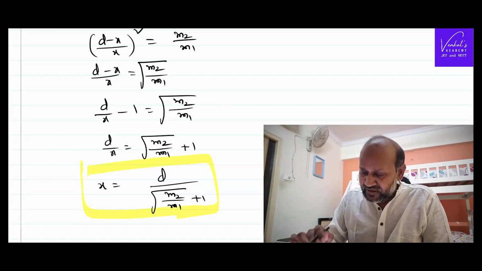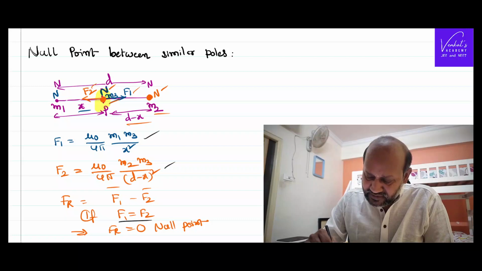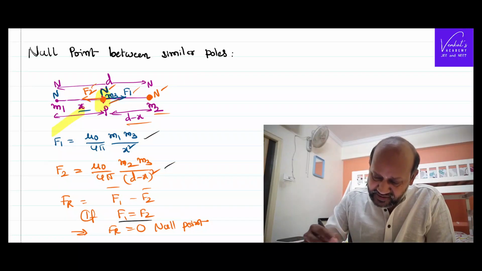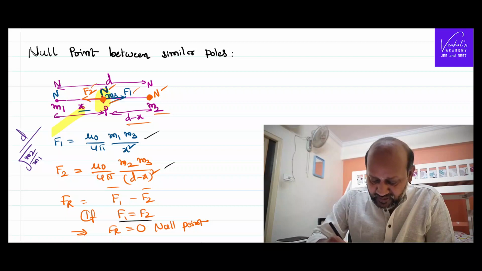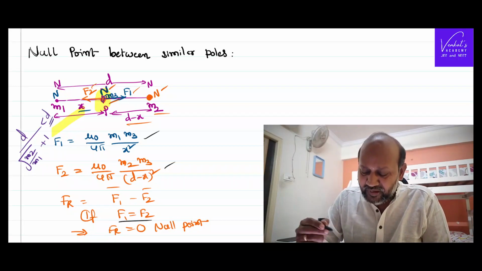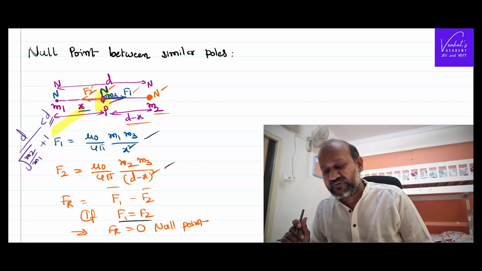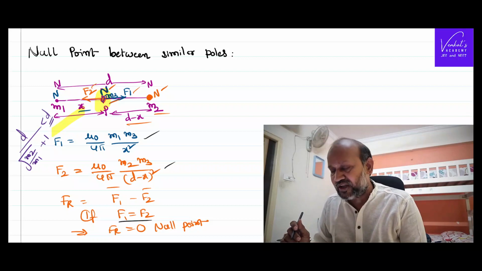So if I have my x here, where the location is, this x is that much. That is, what's the formula we have derived? D, the total distance, by the square root of the second pole strength by the first pole strength plus 1, which automatically makes it less than d. Then at that point, if you keep a pole of pole strength M3, it experiences 0 force. That's how I can find a null point.